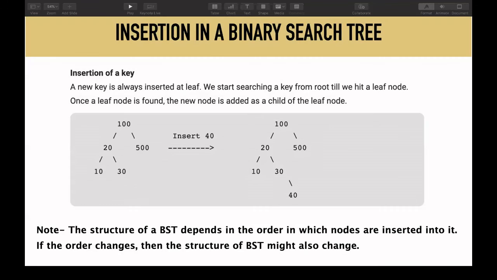Another thing which you should keep in mind is that the structure of a BST depends on the order in which nodes are inserted. This is really important. There is something known as isomorphic trees. If you go deeper into the math side of it, these are related to permutations and combinations that we can do in binary search trees.